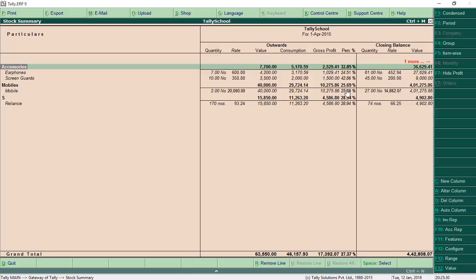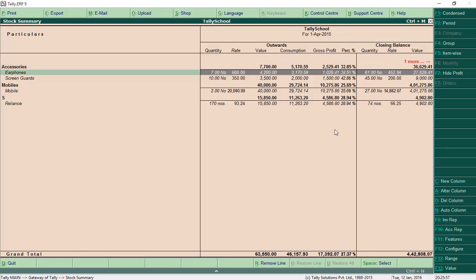So this is the normal one, that is normal, which we have seen, and if I just press right arrow you can see FIFO perpetual. So this is the FIFO perpetual one. As you can see, in normal we have 32.85% of profit. In FIFO perpetual we have 37.66% of profit. So this is how margins are affected. In normal we have 24.51, and in FIFO we have 33.33%, which is very high.